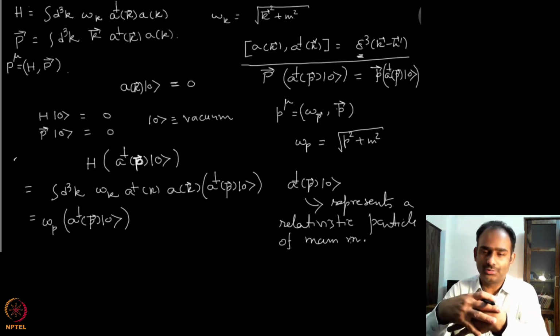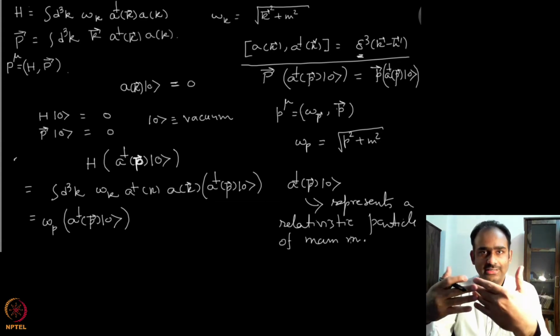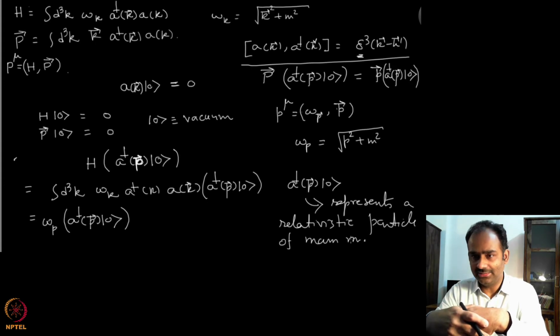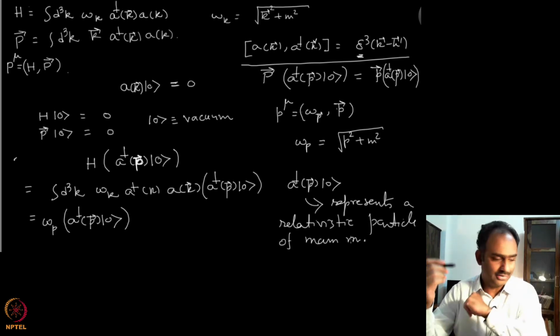And of course, if you want to construct a particle which is localized in space, then you will have to create a spread over the momentum, and that is what we will do sometime later. But it is clear that this indeed represents a particle with momentum p mu, okay, with 4-momentum p mu.